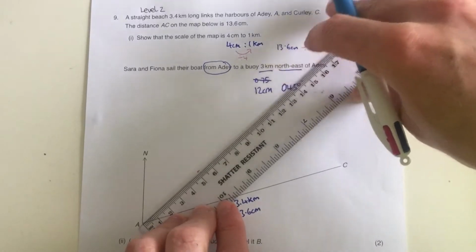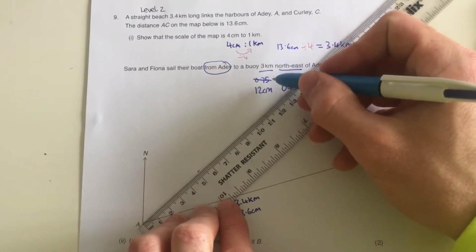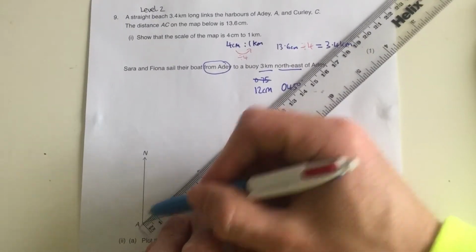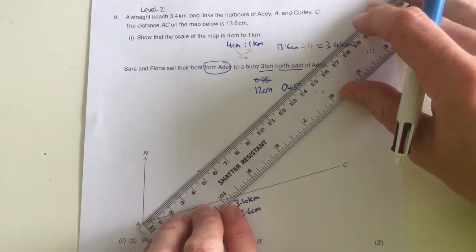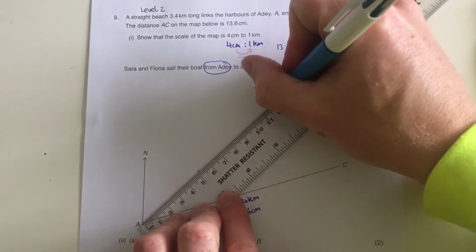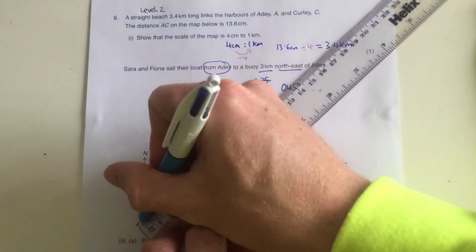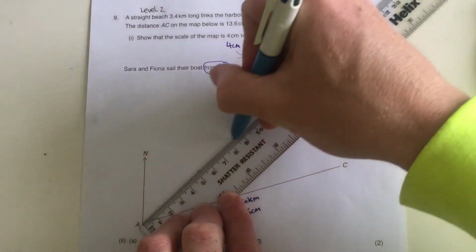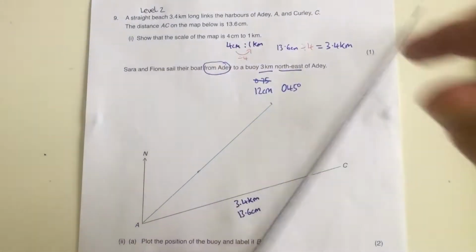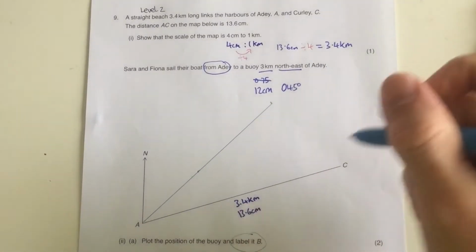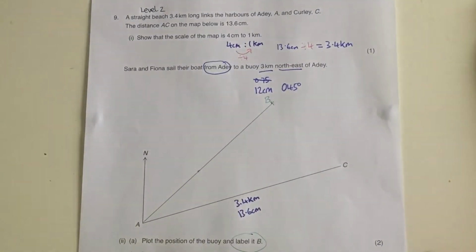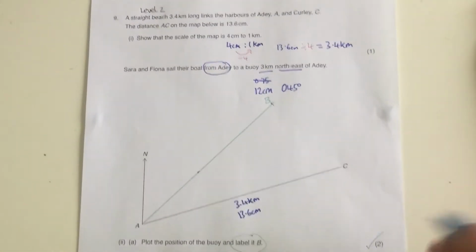And here is where, if I'd carried on with 0.75 centimetres, that would have been ridiculously tiny. So I'd have known I'd have gone wrong there. And I could have changed it. So there's my 12 centimetre mark. And we're there. And label it B. If you don't label it B, you don't get the mark, or you lose 1 mark. So that's that done.